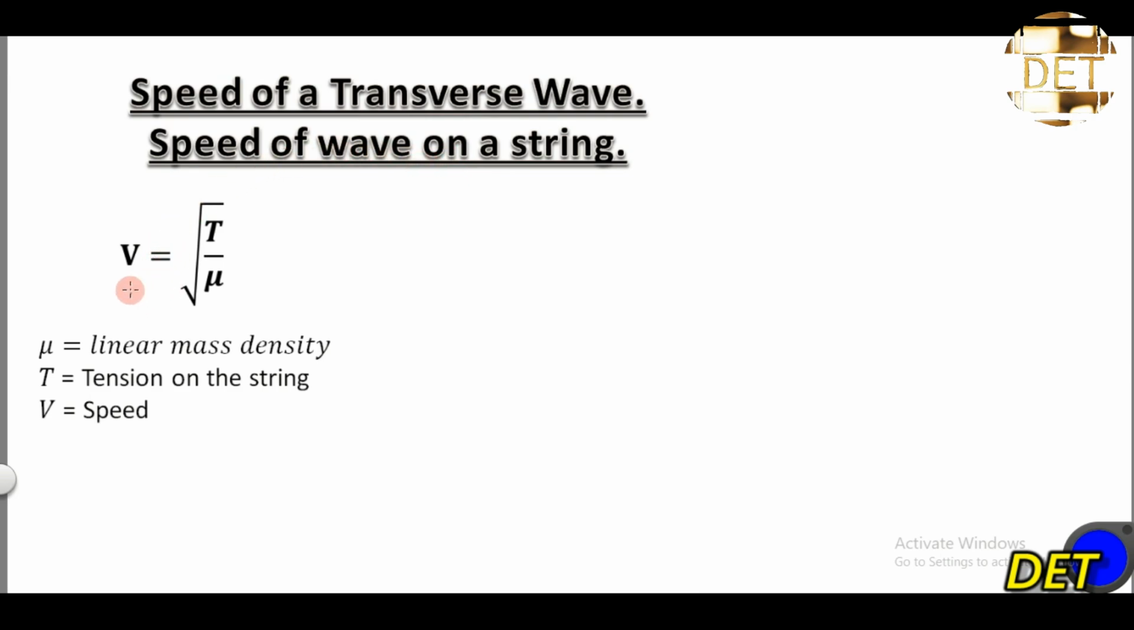So the formula that we use is v, which is the velocity or speed, is equal to the square root of T divided by mu, where T is the tension on the string and mu is your linear mass density. V is now your speed. So this is the formula that we use: v is the speed, T is the tension on the string, and mu is the linear mass density.